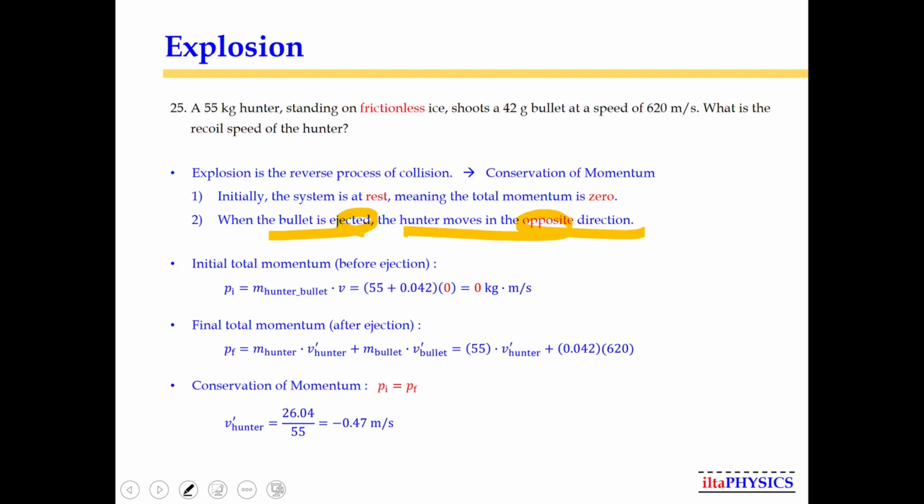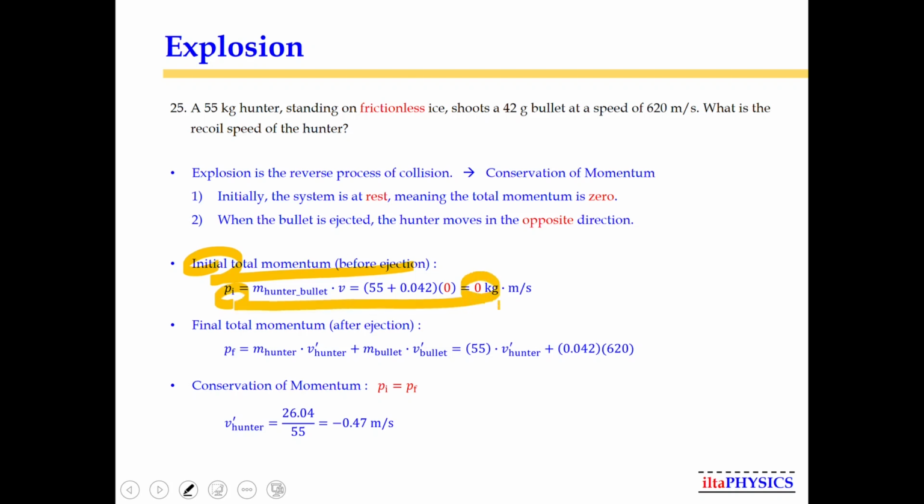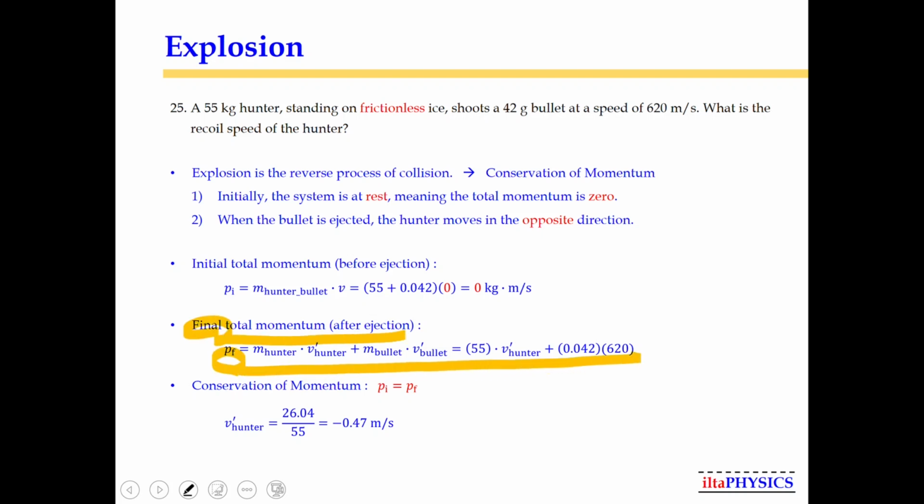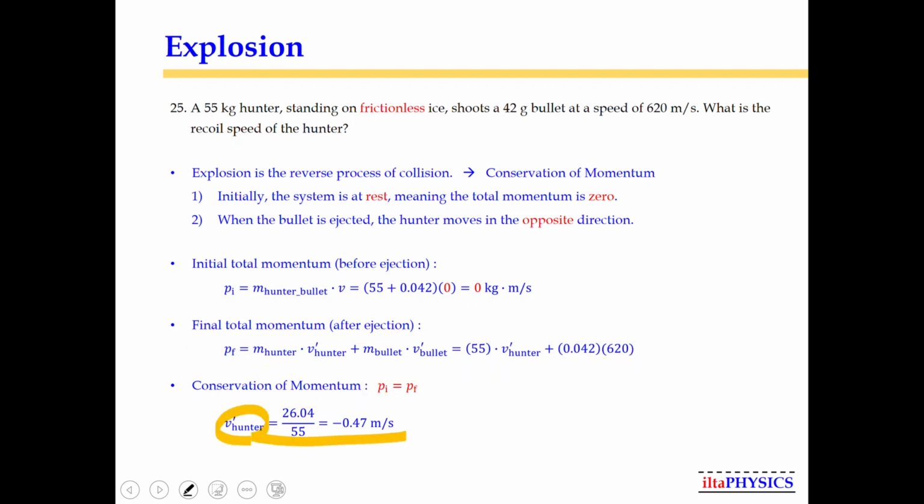Since they start at rest, the initial velocity is zero, and the total initial momentum is also zero. The total momentum after the explosion is the sum of the mass-velocity products for both the hunter and the bullet. By the law of conservation of momentum, the hunter's velocity is minus 0.47 meters per second. Take note that the hunter's velocity is negative. This represents the physical reality that the hunter is moving in the opposite direction of the bullet.